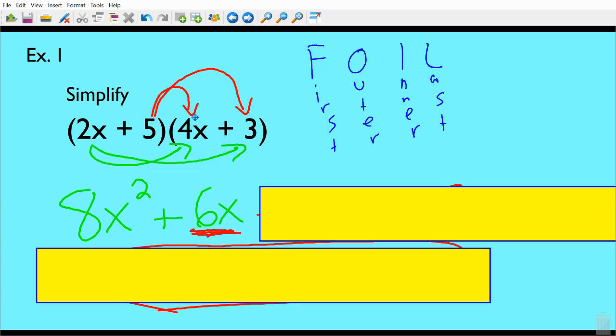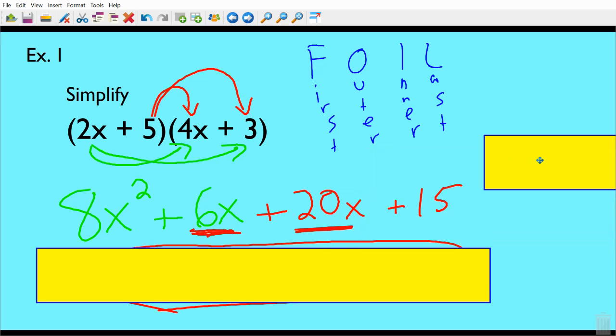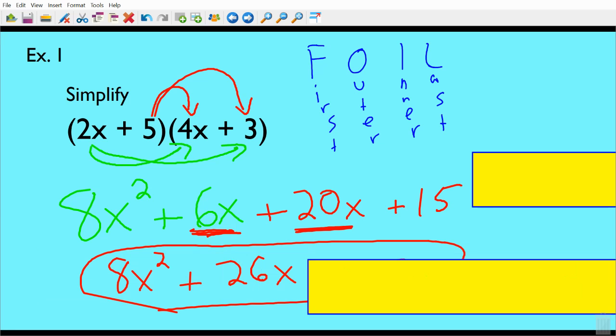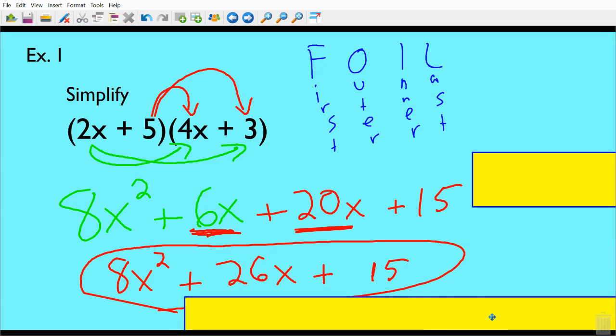Inner is 5 times 4x. We're going to now distribute that. And then lastly, 5 times 3. And there we see this expression right here. Now, you see 4 terms, but really it's not going to have 4 terms because we're going to simplify those middle terms. So we have 8x squared plus 26x. Always watch your signs too when you combine. Plus 15. That is simplified. That's what we FOILed out in that particular one, multiplying a binomial with another binomial.